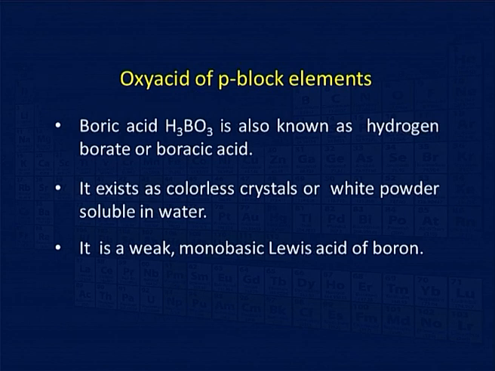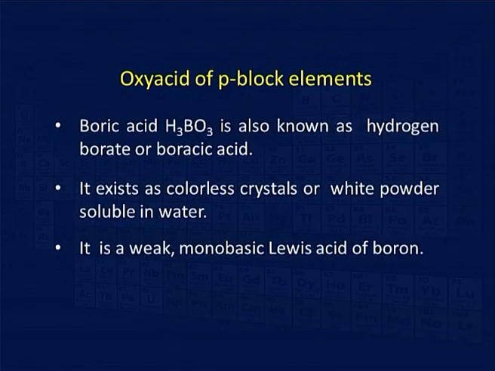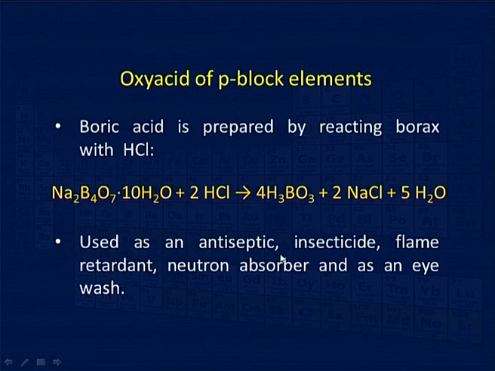Boric acid, H3BO3, is also known as hydrogen borate or boracic acid. Like silicic acid, it is also pronounced as boracic acid. It exists as colorless crystals or white powder which is soluble in water. It is a weak monobasic Lewis acid of boron. Boric acid is prepared by reacting borax with HCl. This is Na2B4O7, borax, reacting with HCl forming H3BO3, the boric acid, along with sodium chloride. This boric acid is widely used as an antiseptic.